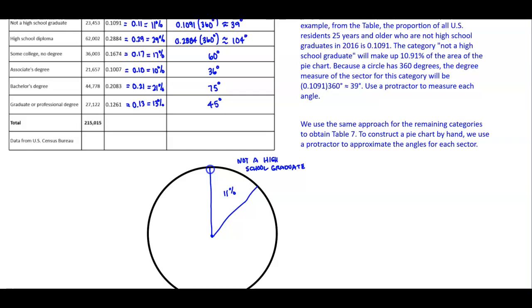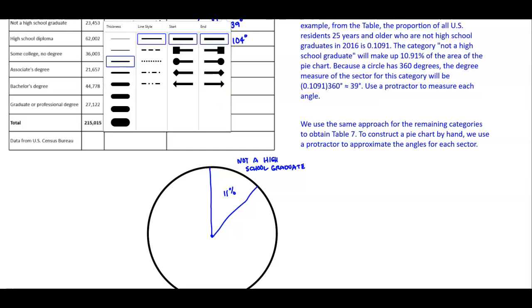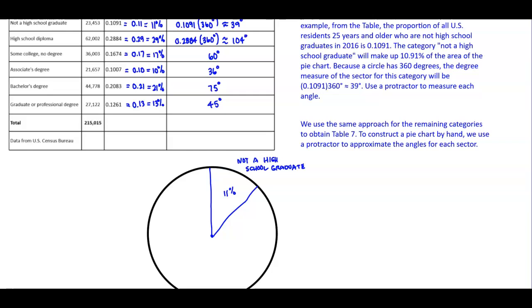Okay, and then the next thing we're going to do is the next piece, which is the high school diploma. And the high school diploma is 104 degrees. So we would go 104 degrees and measure it from the beginning part here. So that's going to represent 104 degrees, and we know that represents 29%. So that's going to be 29%, and that 29% is the high school diploma.